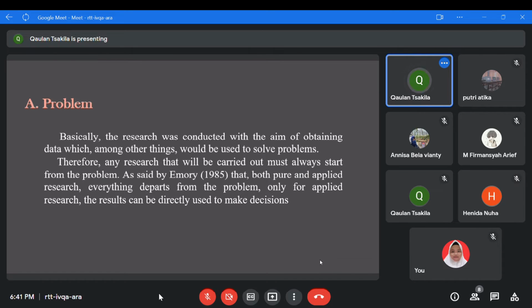Problem identification is very important in research before starting, because the problem is the starting point and the basis in a research. Finding problems in research is not an easy job, but after problems can be found, the research process can be carried out immediately.